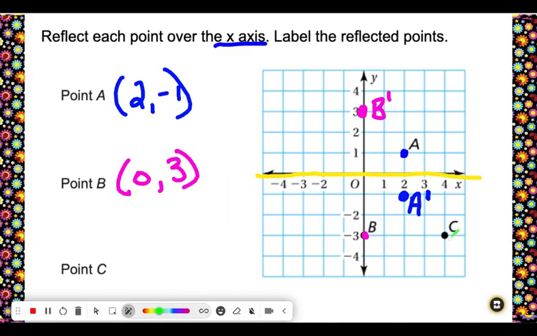And then point C. I'm 3 away from the x-axis here. 1, 2, 3. So here's my C prime, 3 away from the x-axis. So where is my new C? It's at 4. I start at 0, go right 4, and go up 3. Good work.